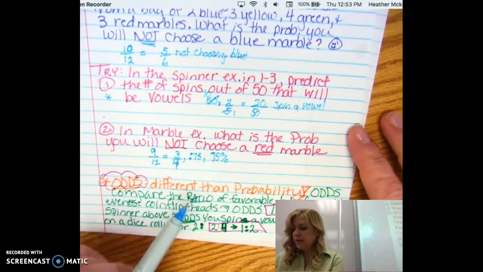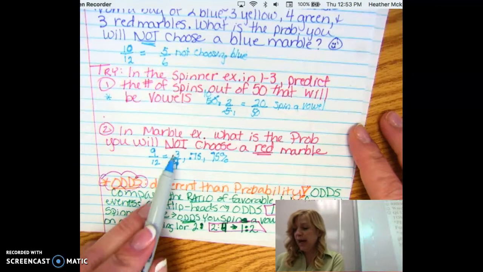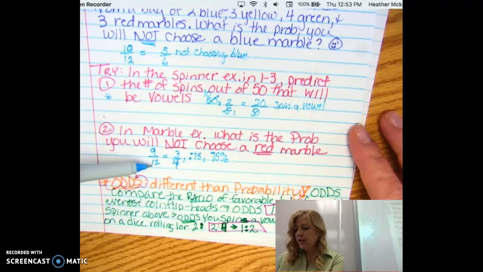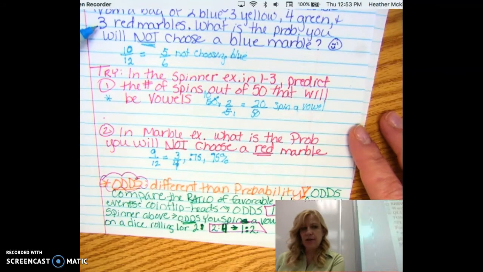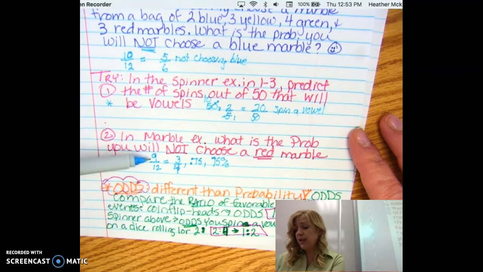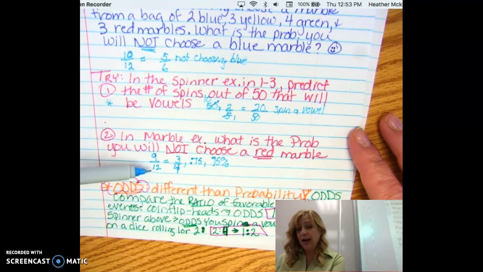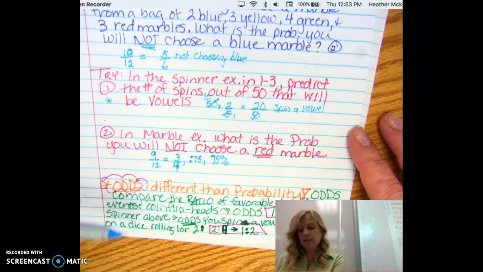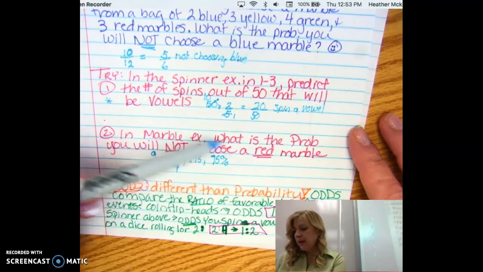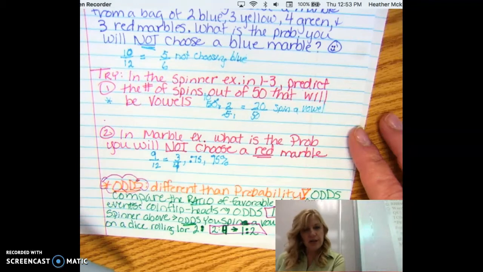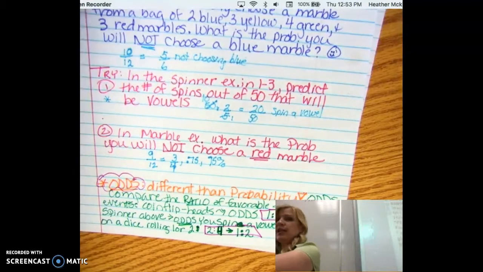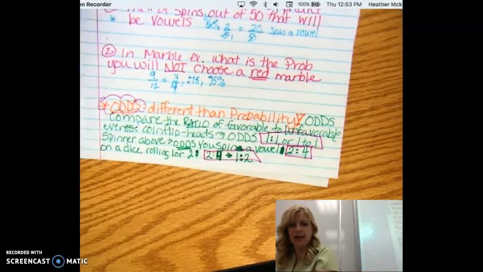In the marble experiment, what is the probability you will not choose a red marble? So if I want to take those out of there, here's my total, and I see that there are 3 red marbles, then I know that it's 9 out of the 12 marbles are not red. I reduce that and I change it into a decimal just to show you how you have a 75% chance of not choosing a red. Pretty good odds. Or probability, I should say, because we're going to talk about odds next.